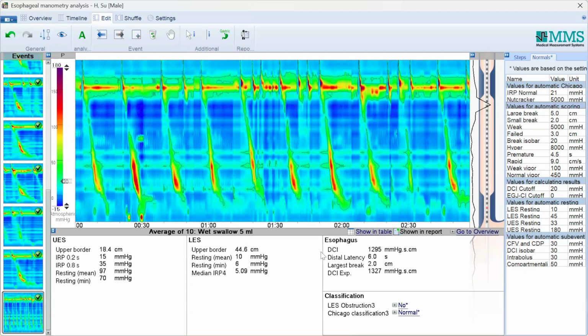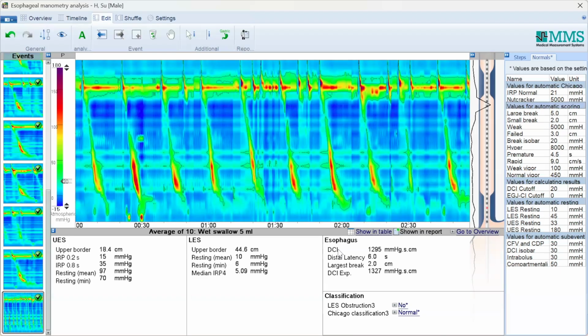Predominantly effective peristalsis without premature contractions, which is reflected by the DCI. Exactly. And then we have no pan-esophageal pressurization, which we will touch upon next time when we look at achalasia and stuff like that.